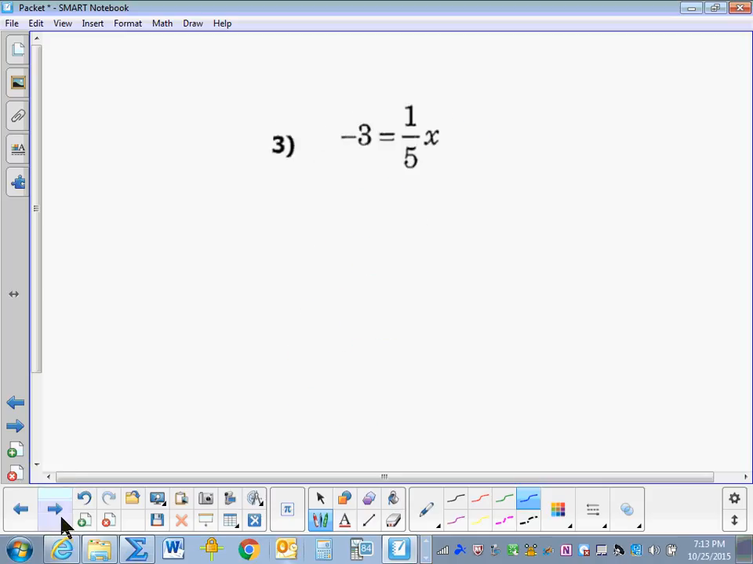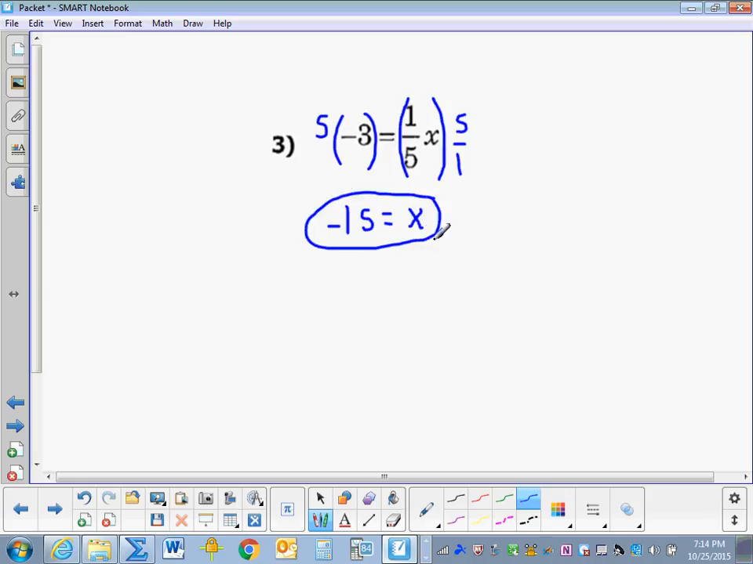Let's go back to number 3. Negative 3 equals 1/5 x. So x is being multiplied by 1/5. Anytime a variable is being multiplied by a fraction, we are going to multiply by its reciprocal. So the reciprocal of 1 over 5 is 5 over 1, or just 5. So we're going to multiply the right side by 5 and the left side by 5. So 5 times a negative 3 is a negative 15, is equal to 1/5 x times 5, which is just x. So x is equal to negative 15.